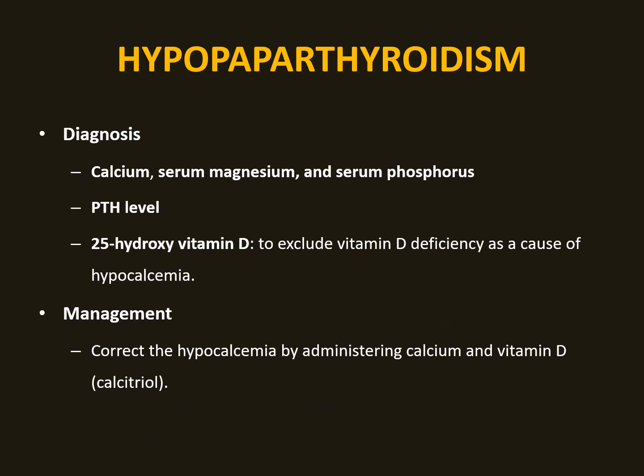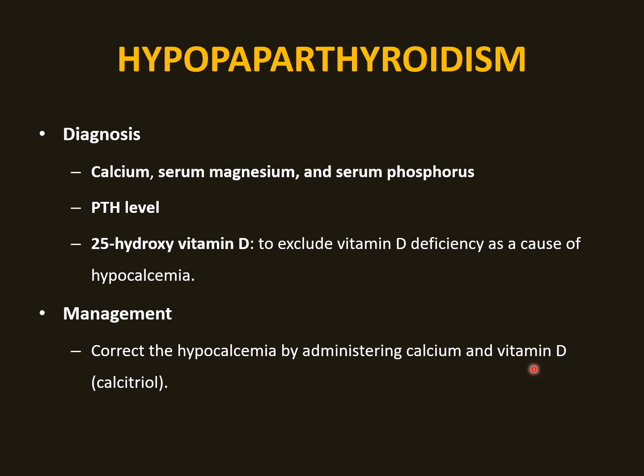Diagnosis of hypoparathyroidism: calcium, serum magnesium, and phosphorus level. These labs should be ordered for any suspected metabolic bone disease, because without phosphorus you will not be able to understand the problem with calcium. So phosphorus is very essential to order with calcium in order to understand any metabolic bone diseases. Parathyroid hormone level, and 25-hydroxyvitamin D to exclude vitamin D deficiency as a cause of hypocalcemia. Management is correction of hypocalcemia with vitamin D.